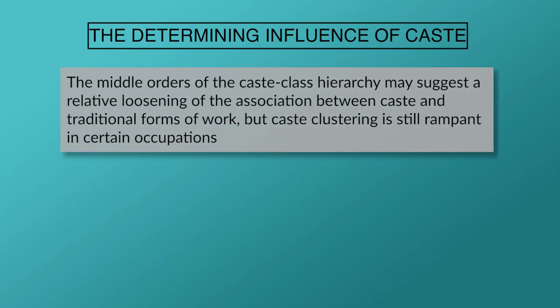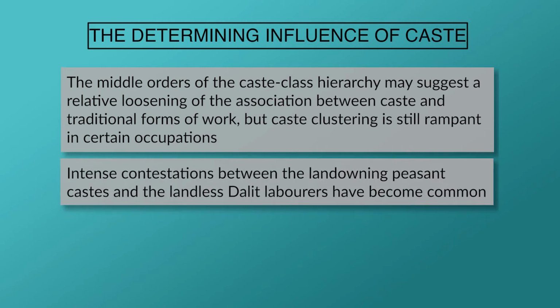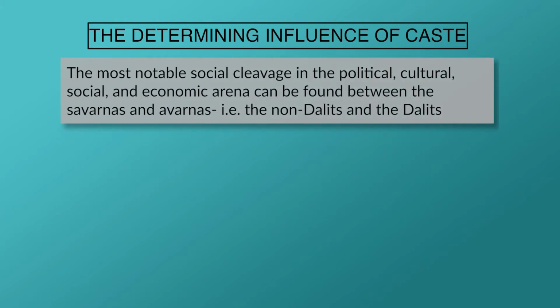Now, if you look at the middle order castes, there is a considerable loosening of the association between caste and occupation, but if you look at certain lower order castes, there is caste clustering, and caste clustering is still very important. There is intense contestation between landowning peasant castes and the lower landless Dalit laborers in the countryside. Also, this cleavage between castes is the deepest between the Savarnas and the Avarnas, namely the non-Dalits and the Dalits, in the political, cultural, social and economic arena.